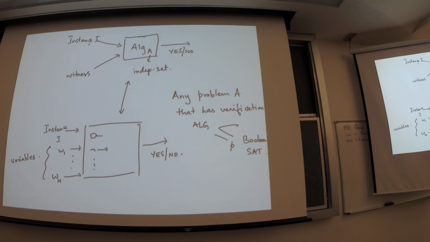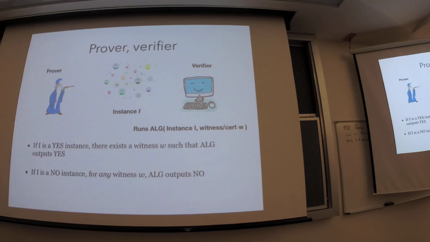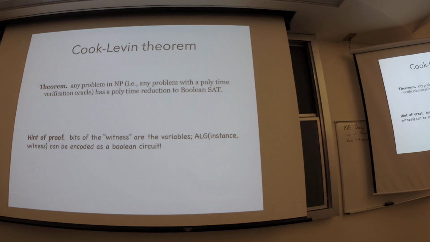Right. Good. So that's all I want to say about the Cook-Levin theorem. And this is what the hint of the proof is, that bits of the witness are the variables and the algorithm itself can be encoded as a Boolean circuit.